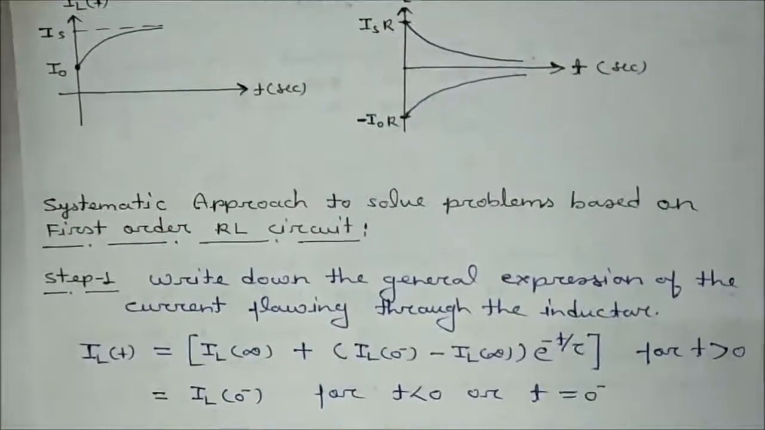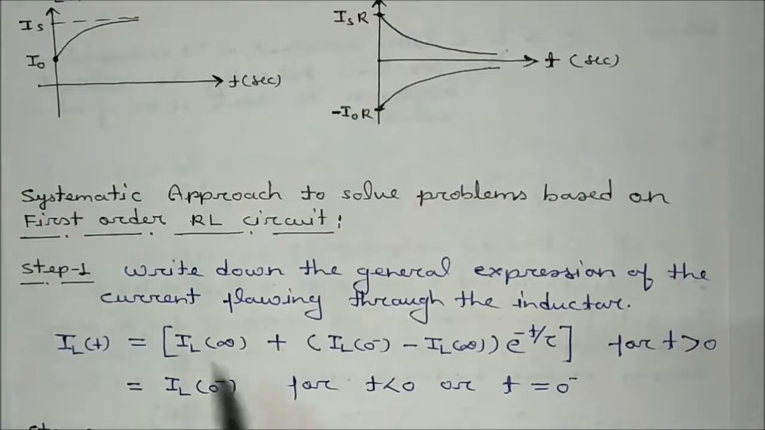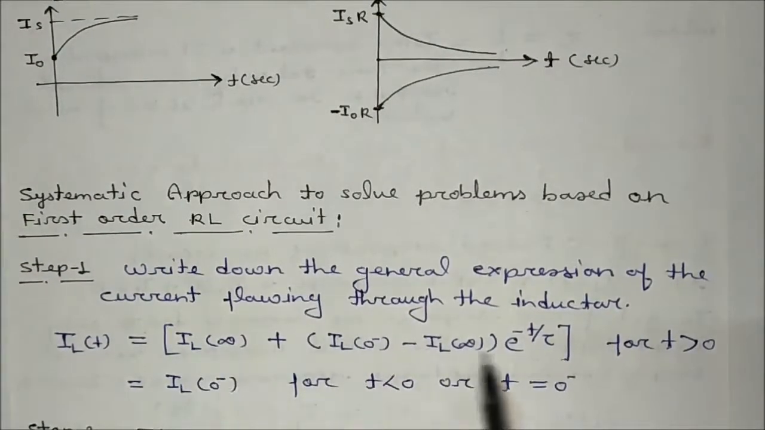So step 1 is what we have discussed there. Write down the general expression of the current flowing through the inductor, iL(t), using iL(∞), this one. This is for t greater than 0. If t is less than 0, then iL(t) will be only the initial current.